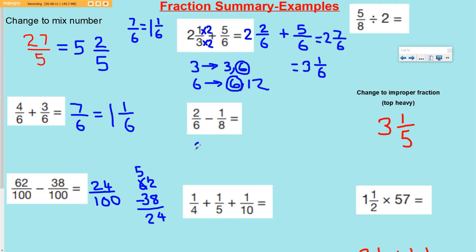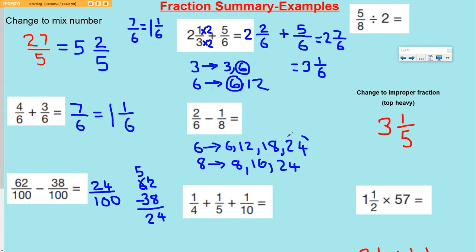Okay, now next one we've got is this now, where the denominators are different. So we'll do our 6 times table. Okay, and then we're also going to do our 8 times table. So we do 6, 12, 18, 24. We could carry on as long as we want to. 8, 16, 24. But I wouldn't carry on as long as I want to. I would basically just do a bit there, do a bit there, so therefore we can get it as soon as possible, so we don't go on forever.